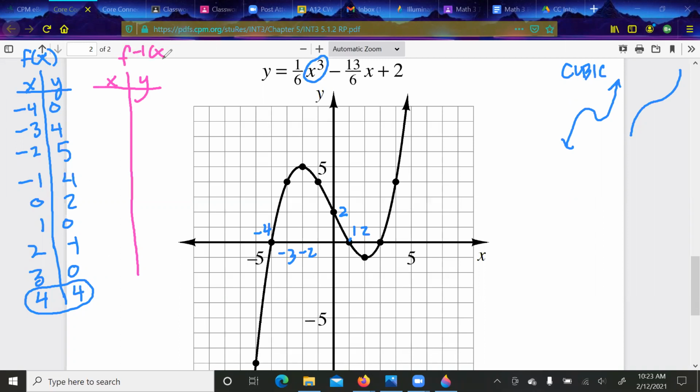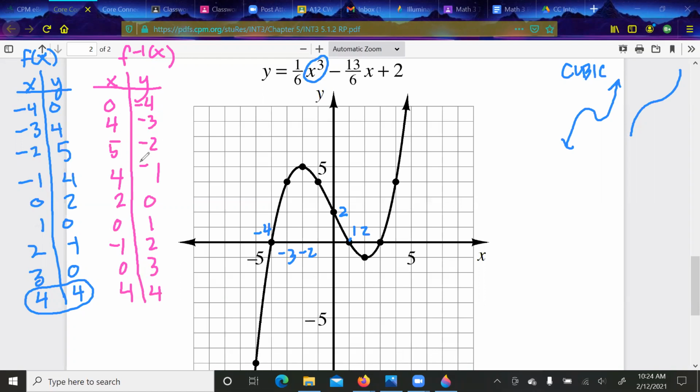So what do I need to do with this table, guys? Let's switch it around. I'm going to write the y's underneath the x's: 0, 4, 5, 4, 2, 0, -1, 0, 4. It's easy when it's right next to each other, and I just copy that. Now these go in order, so that makes it easy: -4, -3, -2, -1, 0, 1, 2, 3, 4.